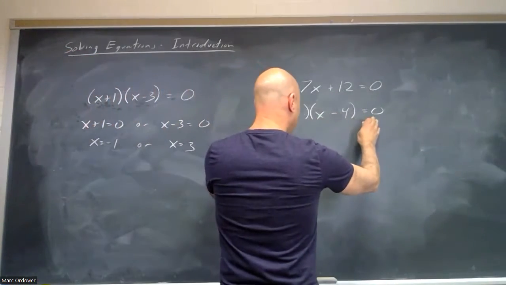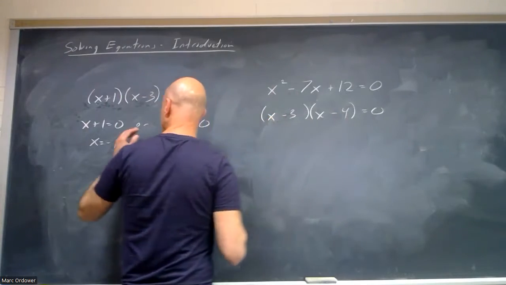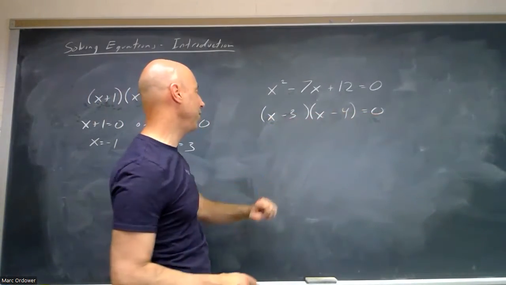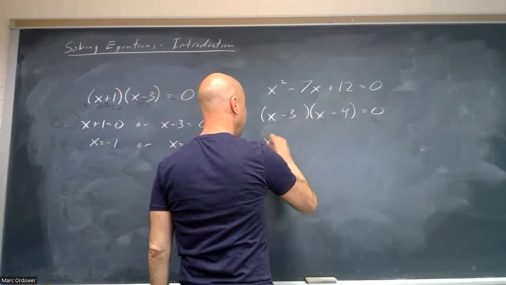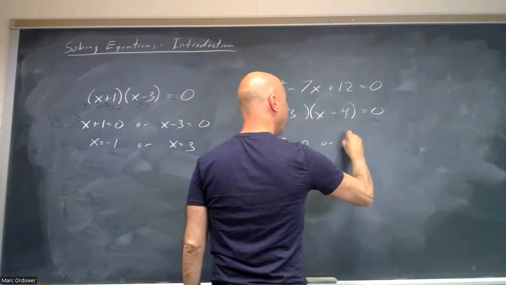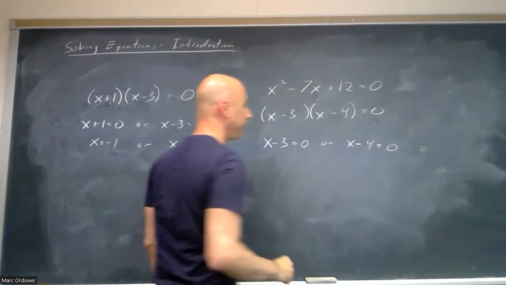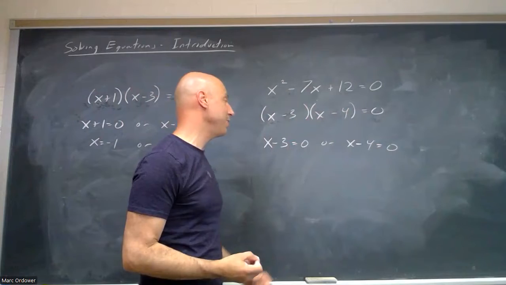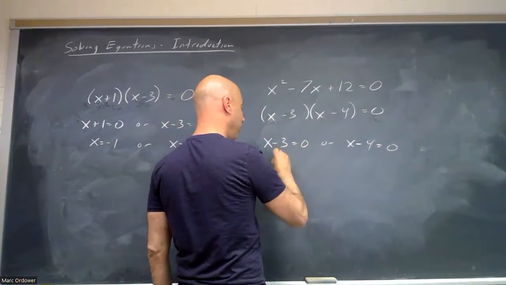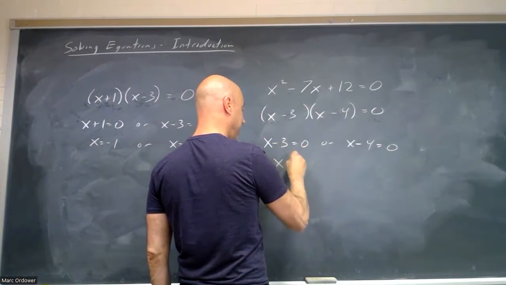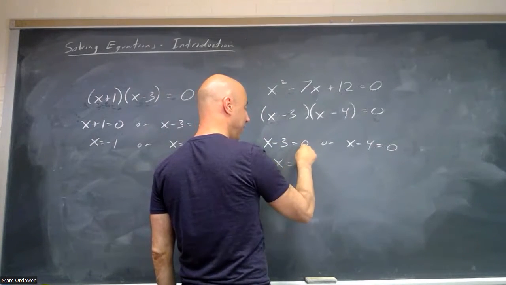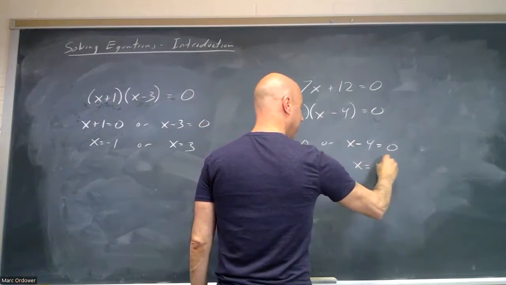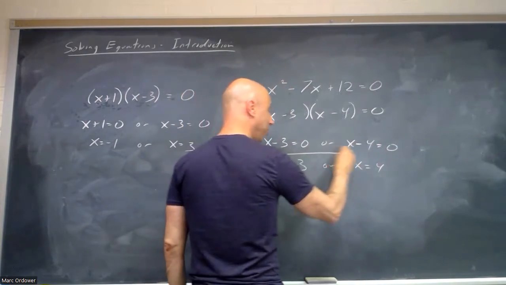But once we have it written out like this, then just like before, we have the product of two things that gives us 0. One of them has to be 0. So either x minus 3 is 0 or x minus 4 is 0. One of those two things has to be true. The product of these two numbers gives you 0. One of them has to be 0. And again, we can add 3 to both sides here. If I add 3 onto the left side, I end up with x. If I add 3 to the right side, I end up with 3. And if I add 4 to both sides here, I get x equals 4. So either x equals 3 or x equals 4.